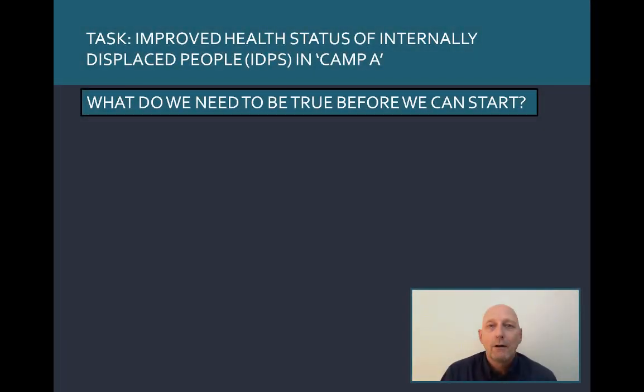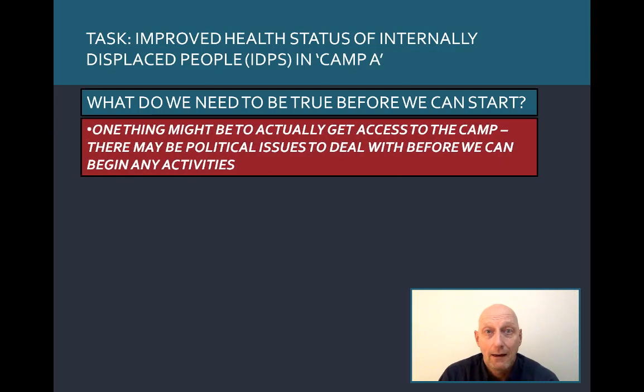So we have our team ready, we have our equipment, we're all ready to go, we have our plan. But what do we need to be true before we can begin? We need to get into the camp. There could be political reasons, there could be problems getting in there. We need to firstly have permission to work there. And very often our preconditions are political, they could be seasonal, weather related, they could be conflict related. But they are external factors that have to be true before we can even get started.